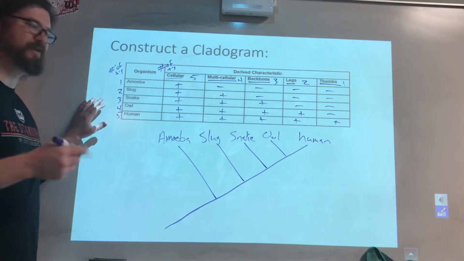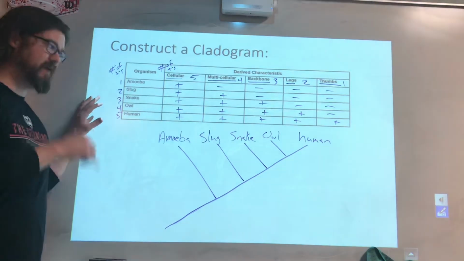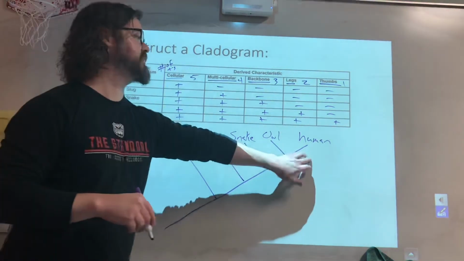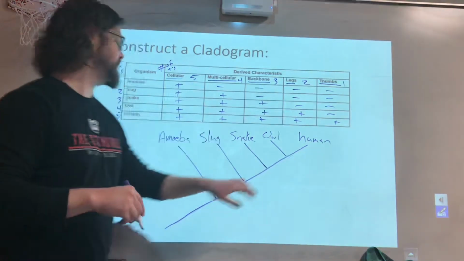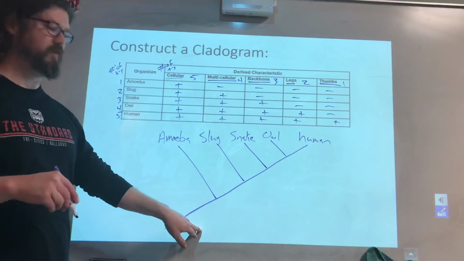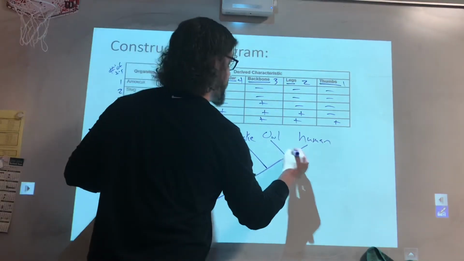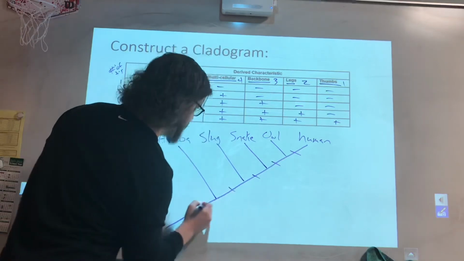Now the order for characteristics, all you got to remember is you do exactly the opposite, because human is going to have the highest number of characteristics, but amoeba is going to have the least, so you go from 5 to 1 this way. So you go opposite order, just follow your numbers, and I can put my dashes for where my characteristics go.